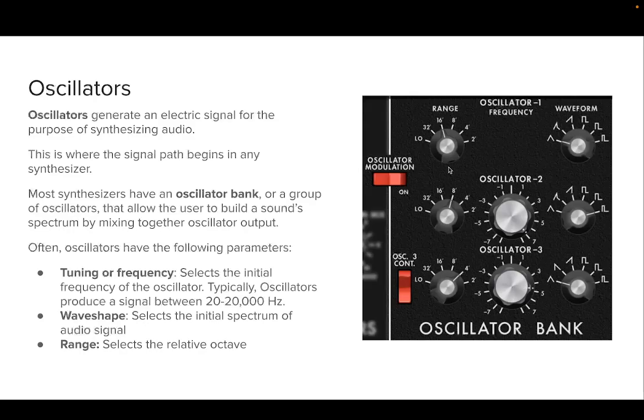The wave shape selector selects the initial spectrum of the audio signal. We see that knob on the right. This waveform selector allows us to choose between triangle, sawtooth, square waves, and the like.